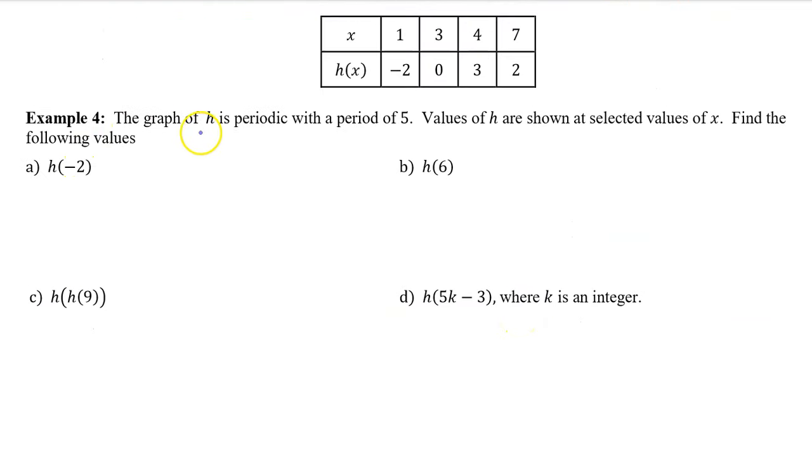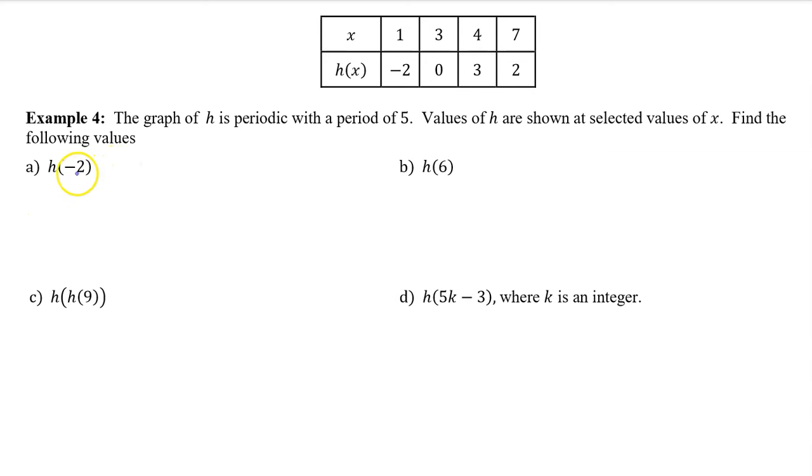Example 4. The graph of h is periodic with a period of 5. Values of h are shown at selected values of x. Find the following values. Part A, h at negative 2. Since the period is 5, adding or subtracting 5 to negative 2 will give us the same output value.